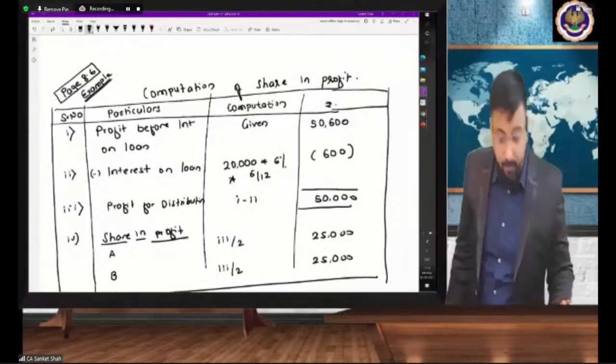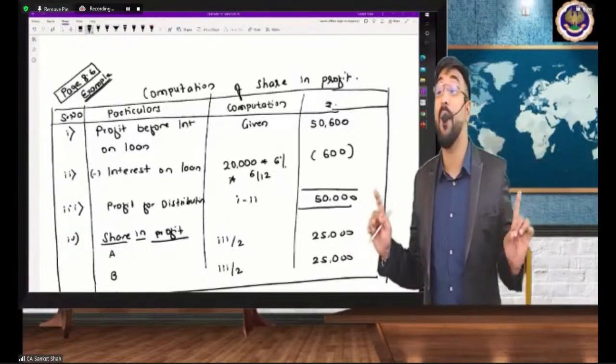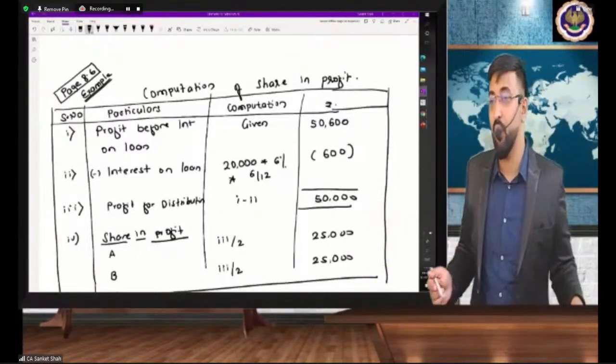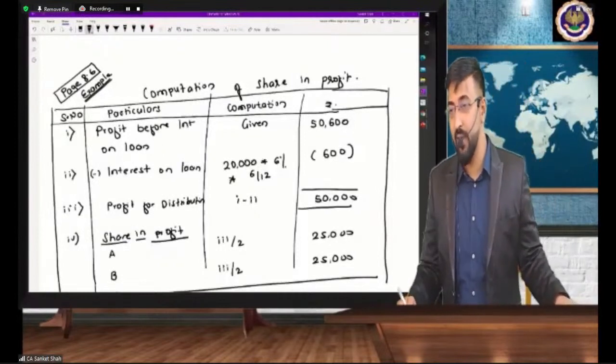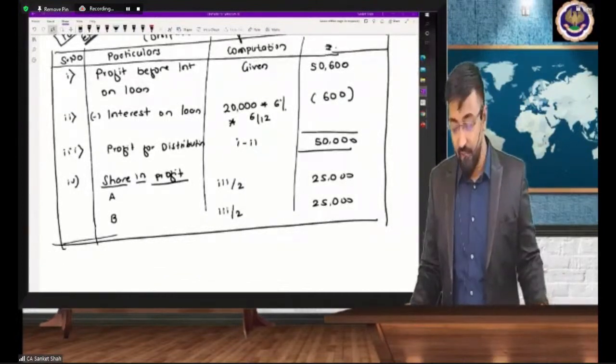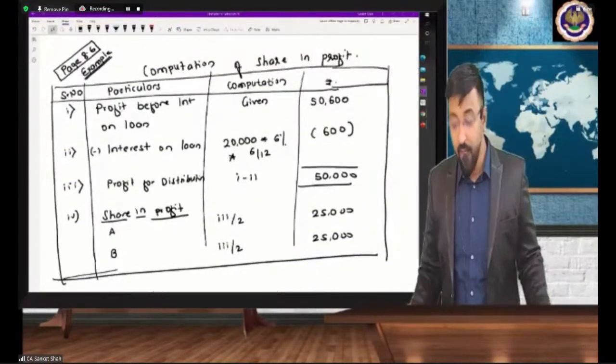In case of loss, interest on capital and salary is not allowed, and that we are not considering. Okay. So we are not going to consider interest on capital and salary. Any question till now? Waiting for your questions. So this is example number 1.